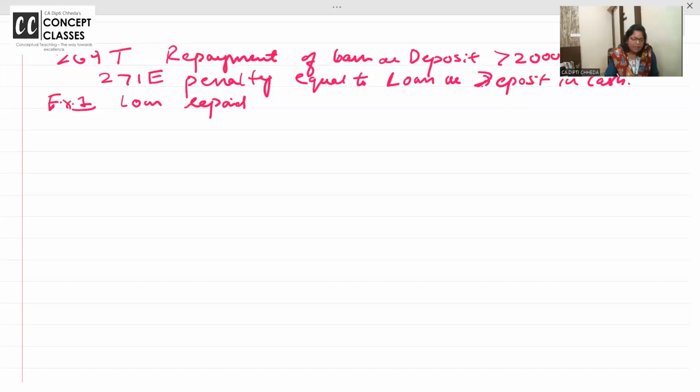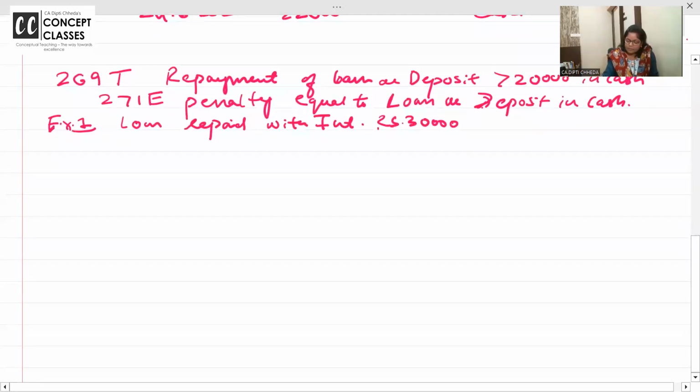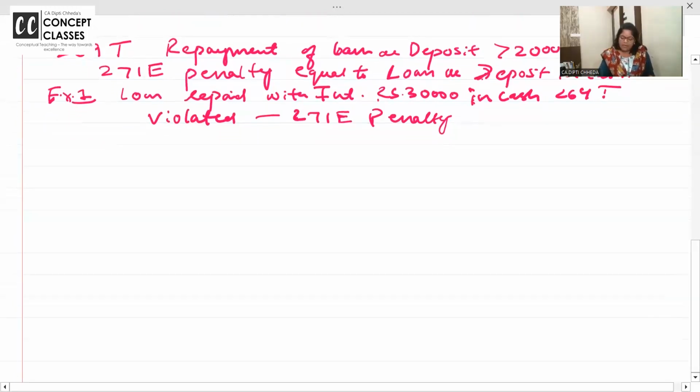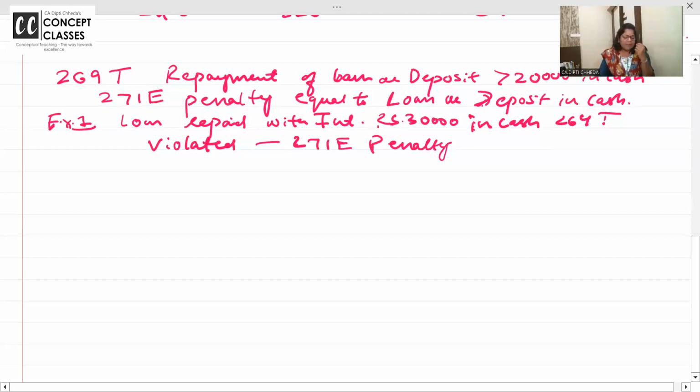Loan may be taken by cheque, but if the loan is repaid with interest, say rupees 32,000 or 30,000, okay, in cash, 269 T is violated and 271E penalty will be levied. Okay, right? This will be a violation and 271E penalty will be levied.